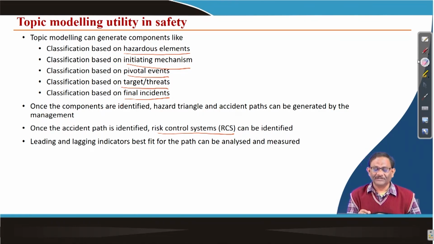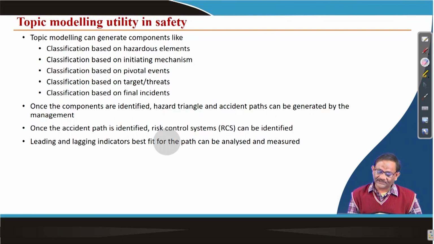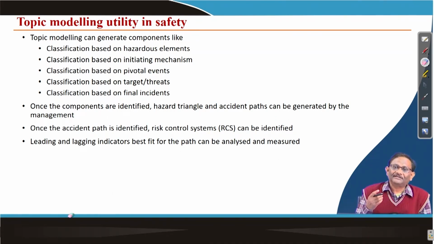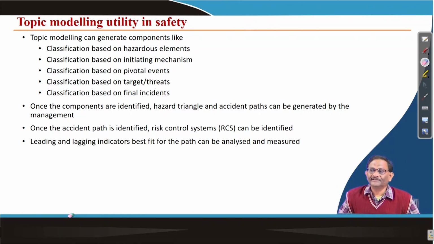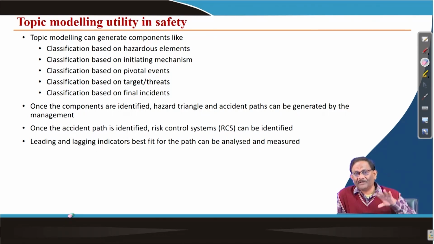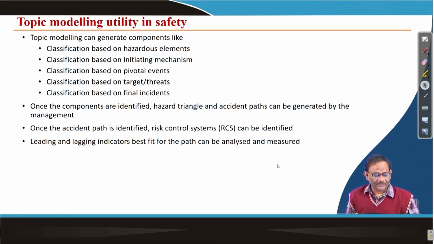It is possible because in the safety domain, industries prepare a lot of reports rather than just relying on quantitative evidence like numbers. The reports probably talk about the culture also. And from the reports, the management practices can also be found out. So topic modeling in that sense is very useful in the safety domain.